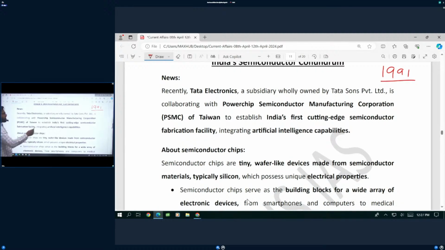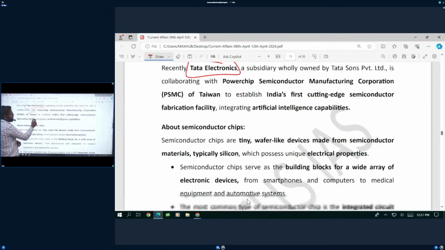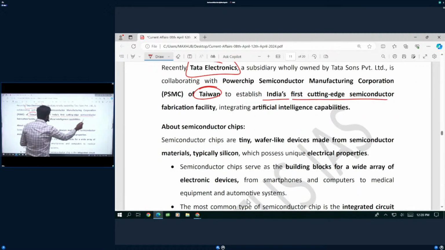Because recently it was in the news. Tata Electronics, it's a subsidiary of Tata, सबको पता ही है. It is collaborating with a Taiwan company to establish India's first cutting-edge semiconductor fabrication facility. India has a huge dearth of semiconductors. The chips that you use in mobile phones, laptops, India पे नहीं है.